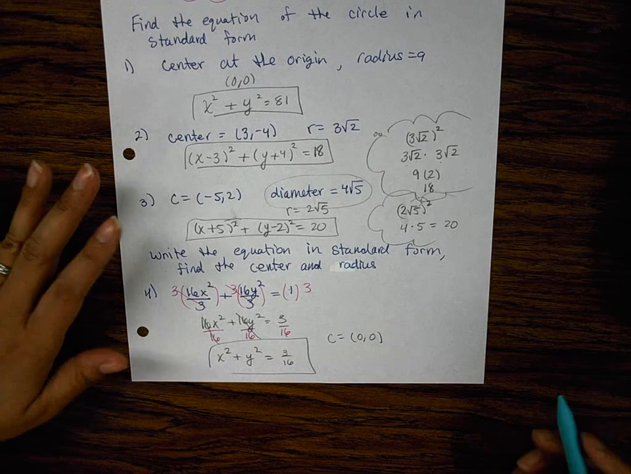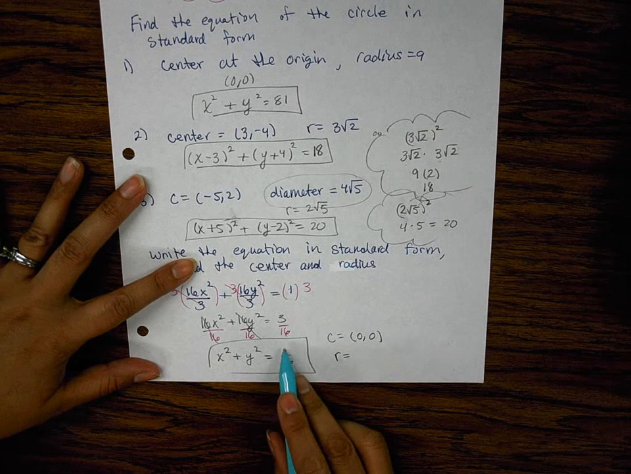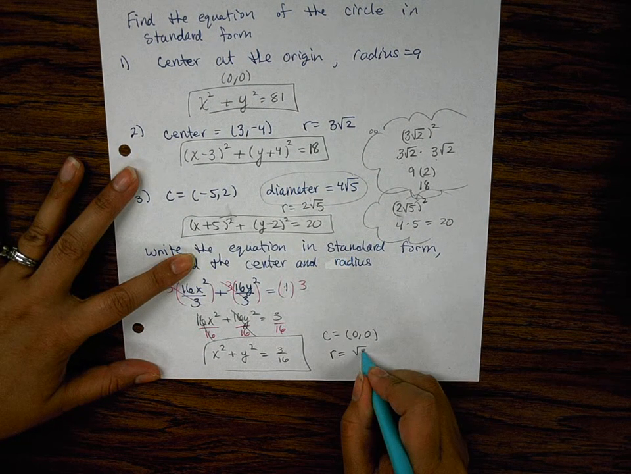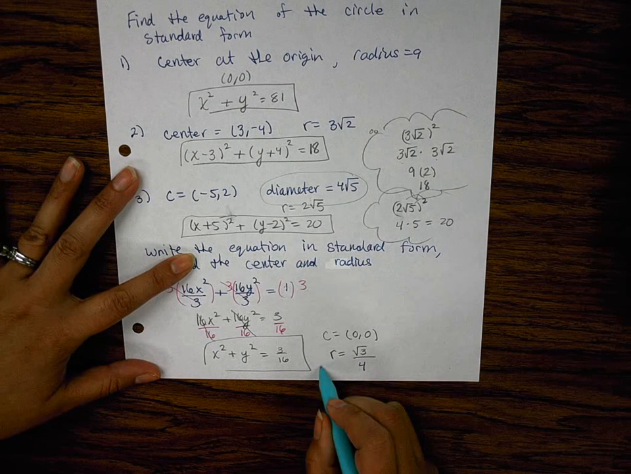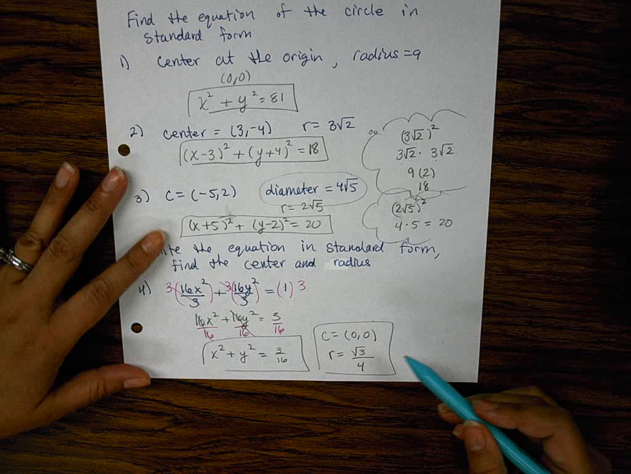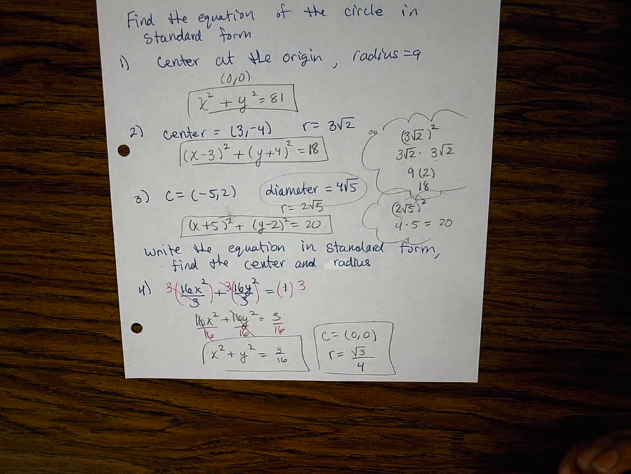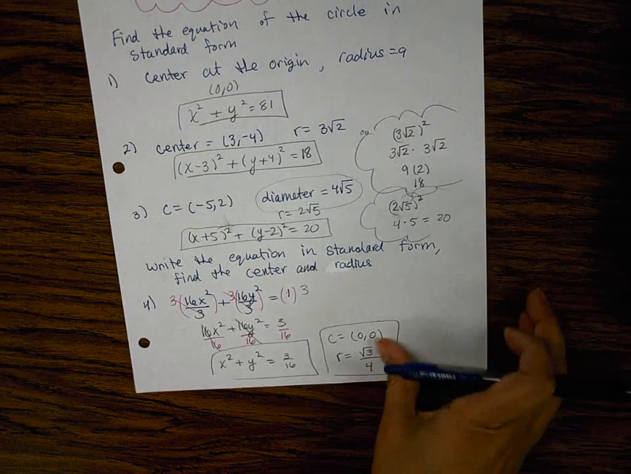All right, center is 0, 0. That's because there's no parentheses there, so the center's at the origin. And the radius is the square root of 3/16. Square root of 3 is just root 3, over the square root of 16, which is 4. Square root of 3/16 is root 3 over 4.